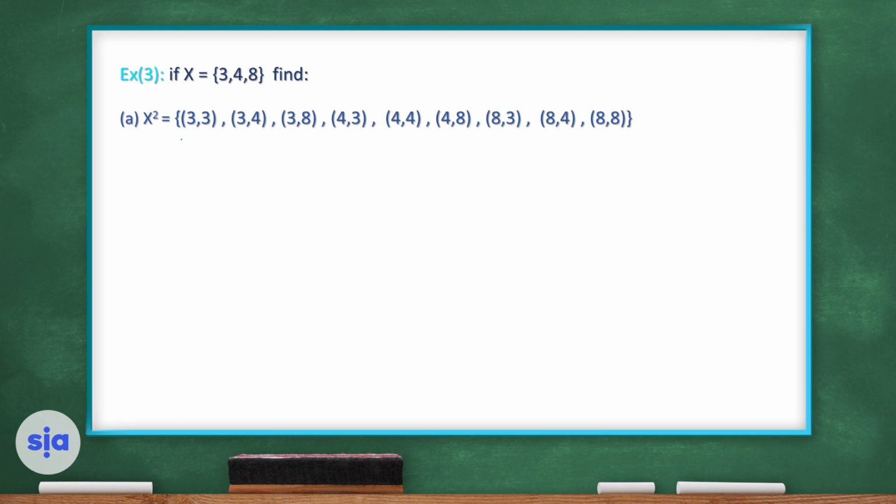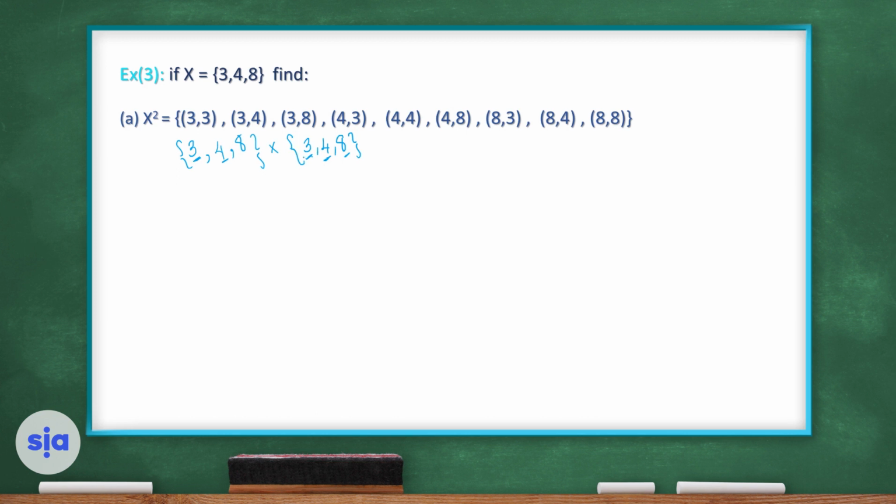So here, if I have this set that has 3, 4, and 8, multiplied by the same x that has 3, 4, and 8, then the 3 will take the 3, so (3, 3), (3, 4), (3, 8). After that, the 4. So (4, 3), (4, 4), (4, 8). Then 8: (8, 3), (8, 4), (8, 8).